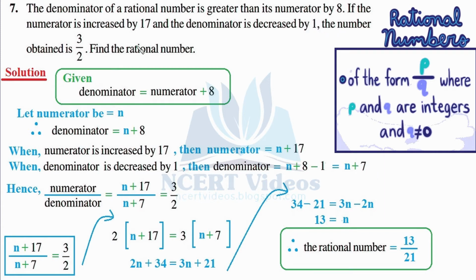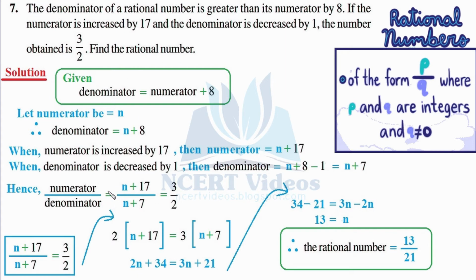Reading further, the number obtained is 3 by 2. So, when we write these numerator and denominator in terms of ratios, that is in terms of p over q, that would be equal to 3 over 2. And that will give us our required equation. Hence, we are just writing these two new numerator and denominator in terms of p by q, or in terms of rational number.